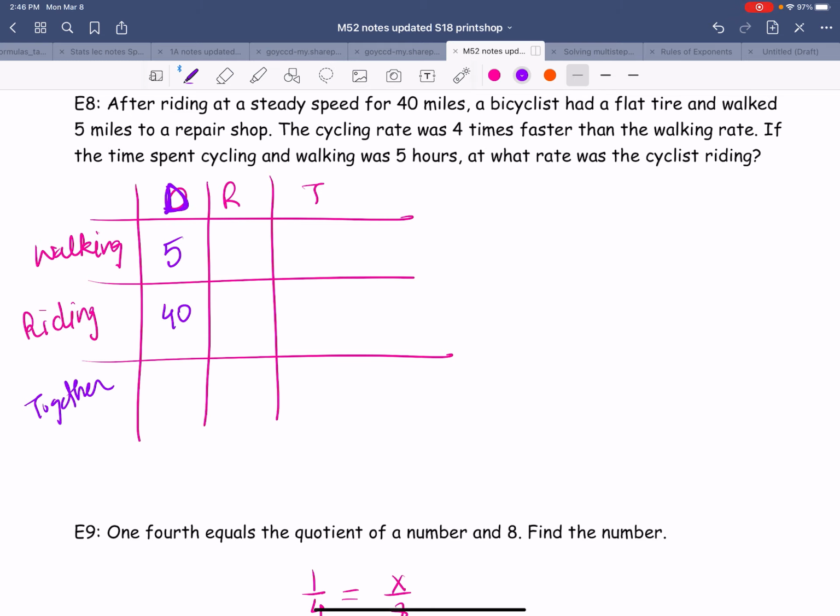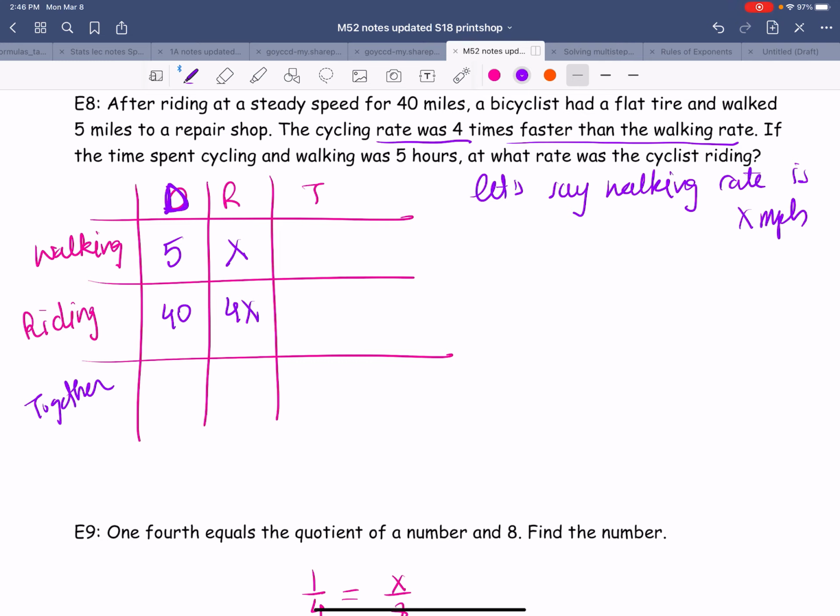Now let's talk about the rate. The cycling rate was 4 times faster than the walking rate. We don't know the cycling rate, we don't know the walking rate, but we do know that the cycling rate is 4 times faster than the walking rate. When you have two things missing, it's always good to call the smaller one x. So let's say the walking rate was x miles per hour. The cycling rate is 4 times faster than the walking rate, so that would be 4x.